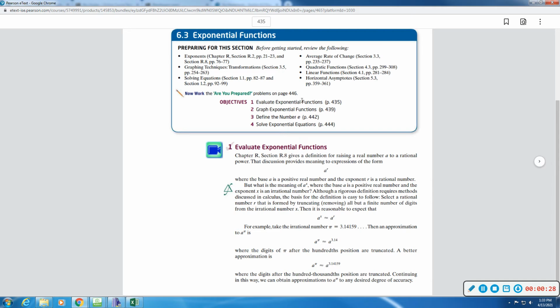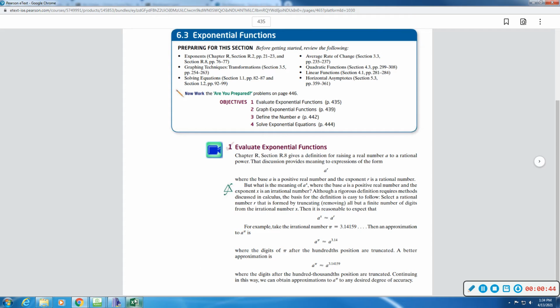In this section, we will do four things. These are our objectives. We're going to evaluate functions. We're going to graph those exponential functions. We're going to define the number e, and we're going to solve exponential equations.